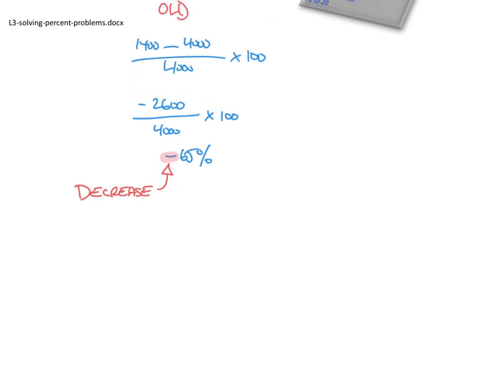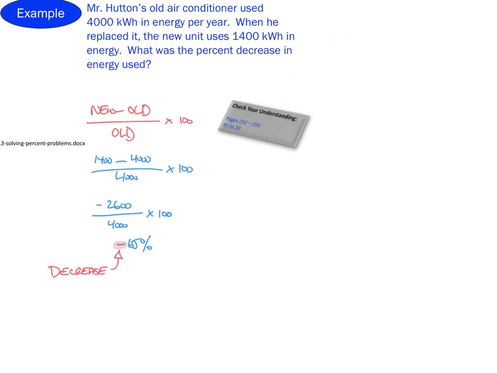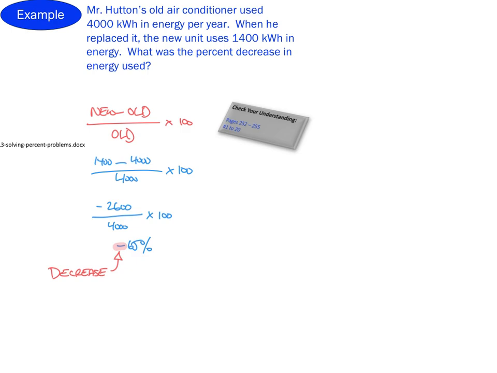65%. Now, this is a word problem. Word problems deserve a sentence. So we'll say the percent decrease is 65%. The energy decreases by 65%. We don't have to put the negative in there. If we say it decreases, we're saying it's going down.